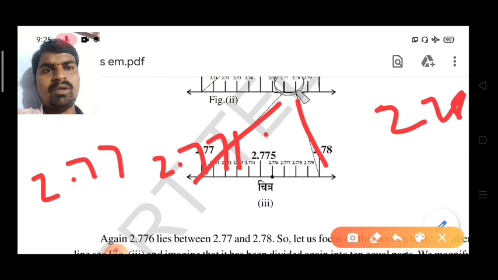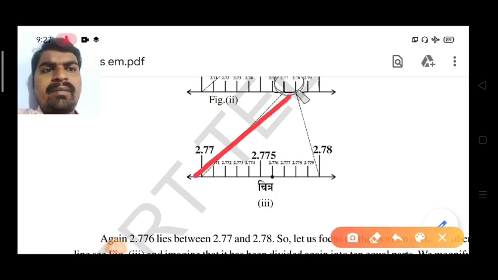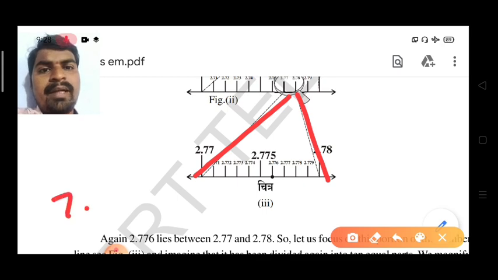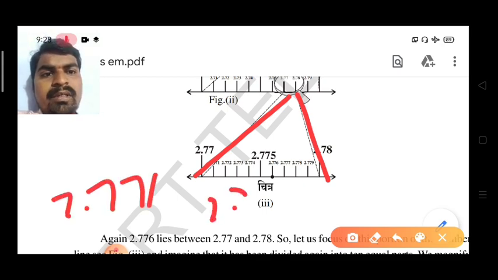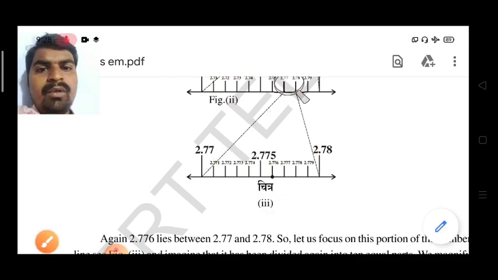2.771, 2.772. Like that you write up to 2.779, because here you already took 2.77, 2.78. Here you took the hundredths place. You have to write the thousandths also now. 2.771, 2.772 up to 2.779 you have to write here. You observe the numbers in between.